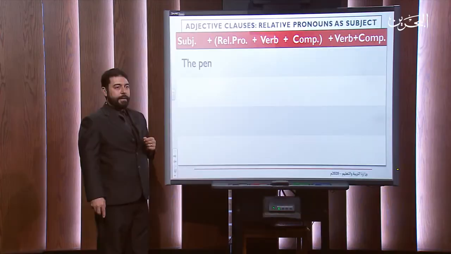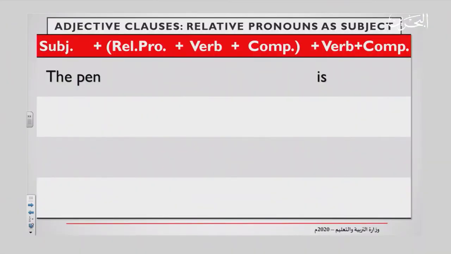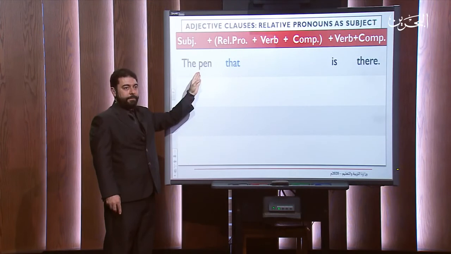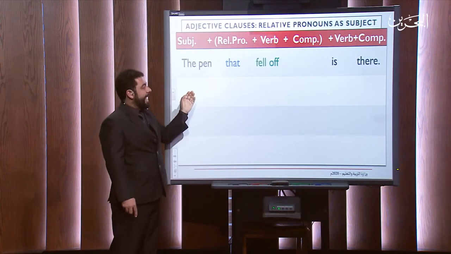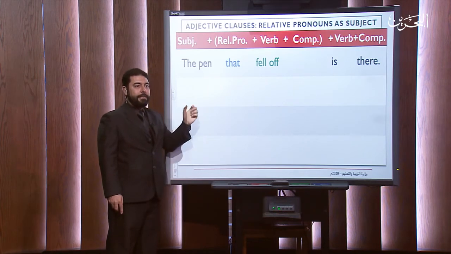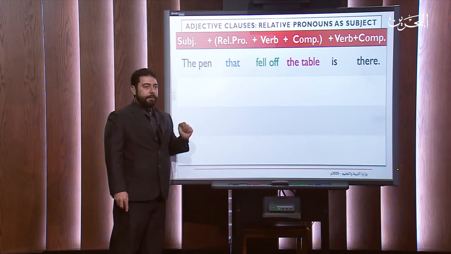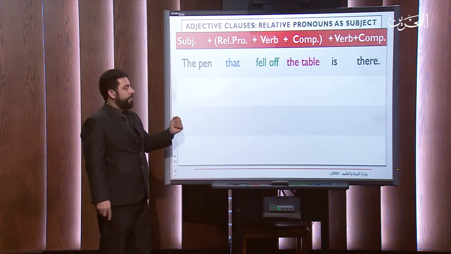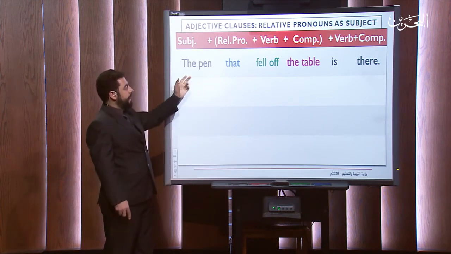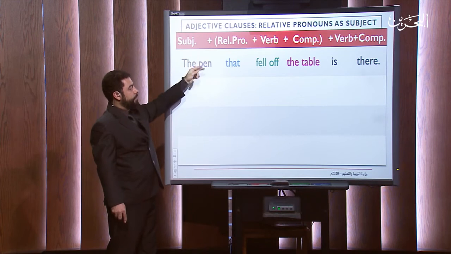So let's check. We have the subject, like the pen, and then we jump to the verb: is there. The pen is there is a perfect sentence, but I would like to add an optional adjective clause. So I use a relative pronoun, that. The pen that. Now I'm starting to describe the pen. I use a verb: the pen that fell off. But it's not a complete clause because I need a complement to that. I say, the pen that fell off the table is there. And with that, I have used a sentence plus an adjective clause within it.